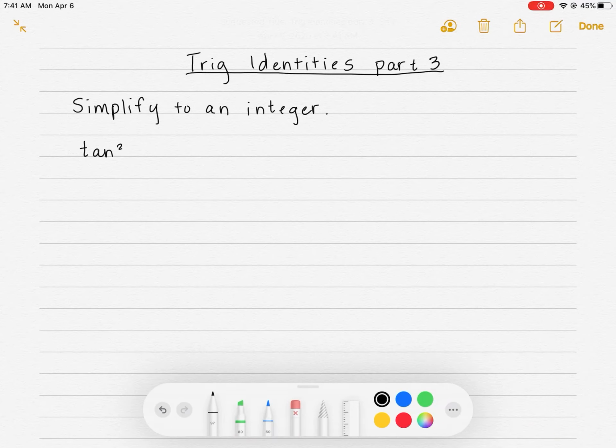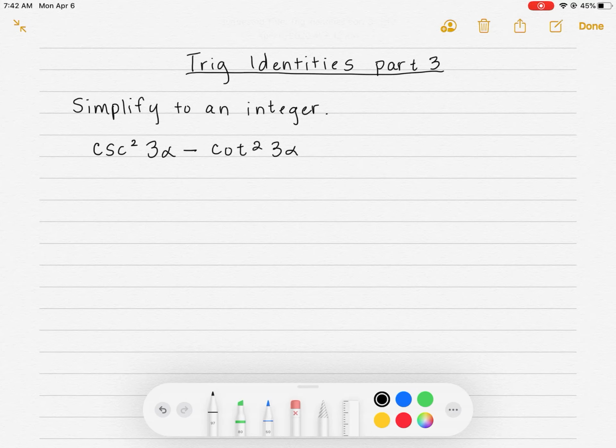Let's change that. Let's make this cosecant squared of 3 alpha minus cotangent squared of 3 alpha. So there's no leading coefficient, so I have to figure out what trig identity that relates to.